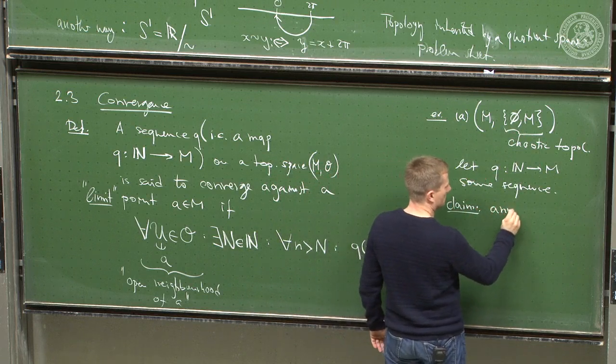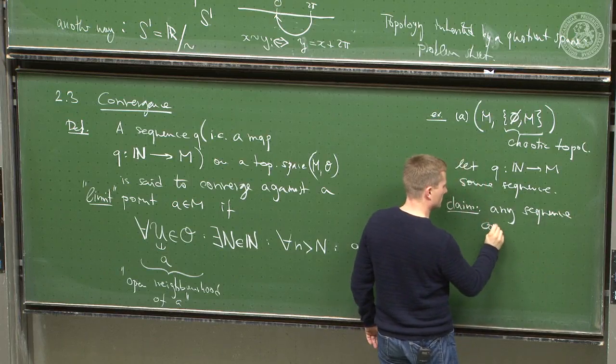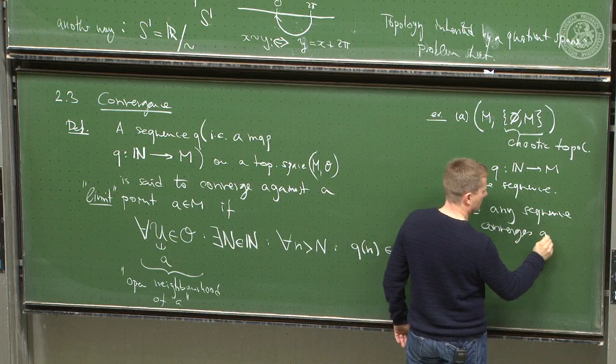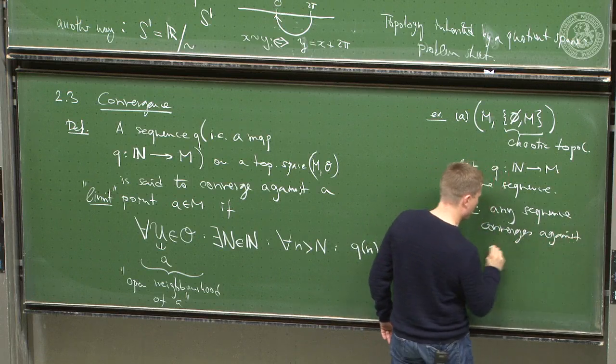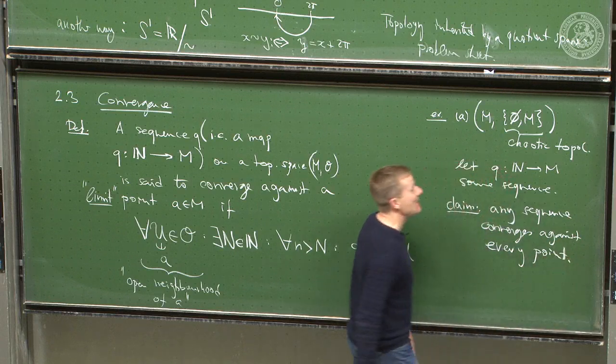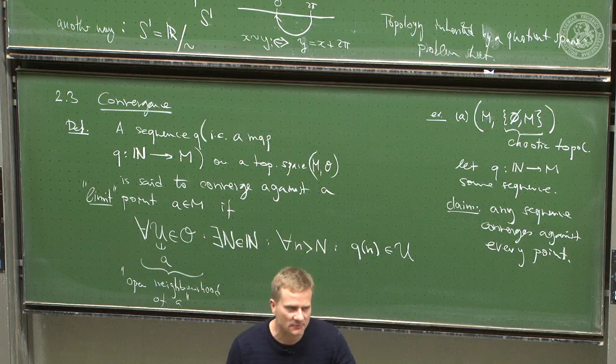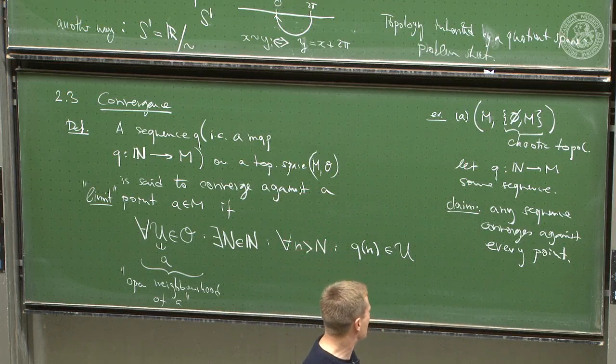any sequence converges against every point. So if you equip a space with the chaotic topology, no matter which sequence you give me, I can show it converges against any point in the space you provide me.